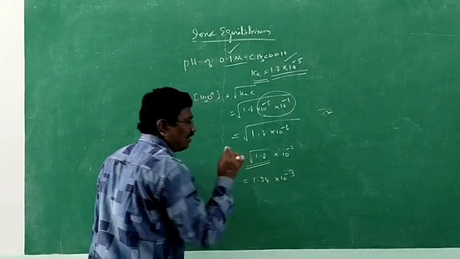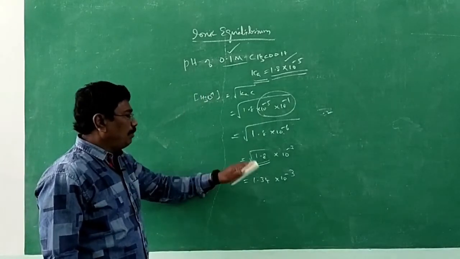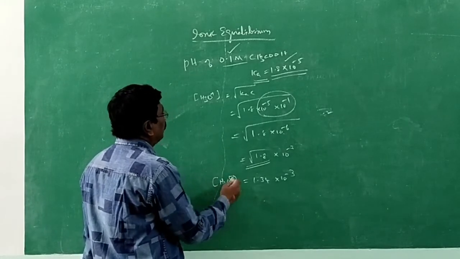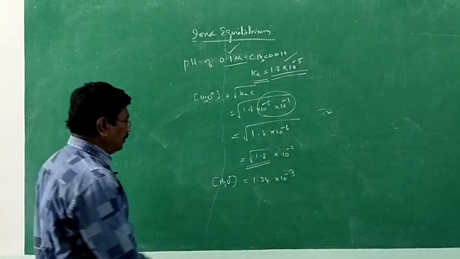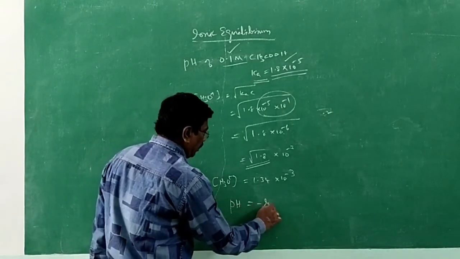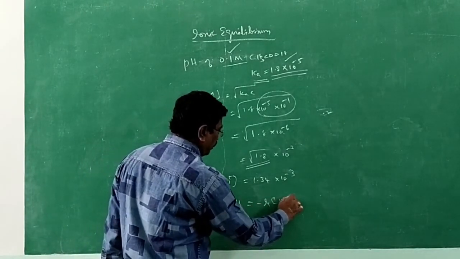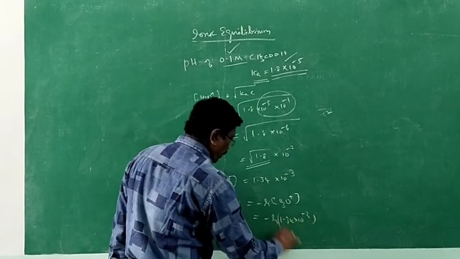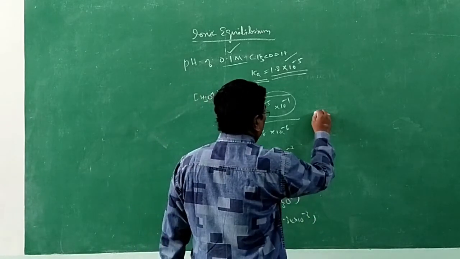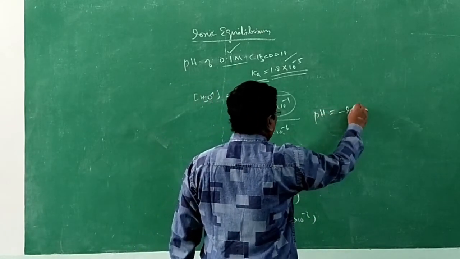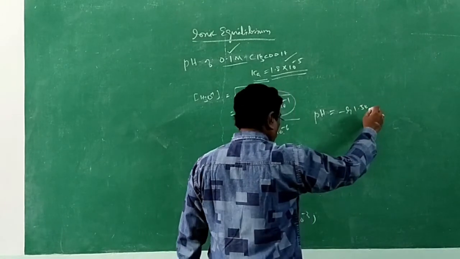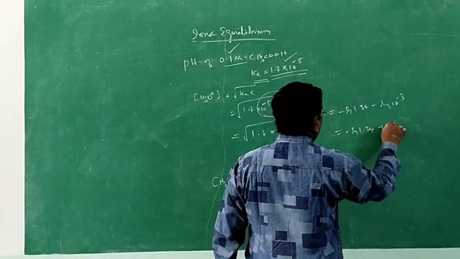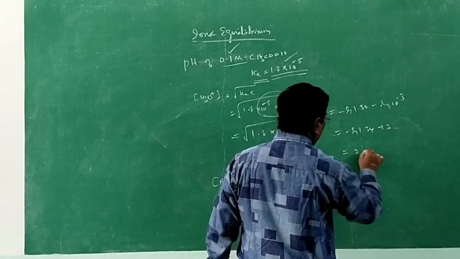Commonly you will be getting root of 1.8 very often. Therefore 1.34 you can remember. Hydrogen concentration is this much. If the hydronium ion concentration is this much, you can calculate pH. pH is equal to negative log to the base 10 of hydronium ion concentration, which is equal to minus log of 1.34 × 10 power minus 3. So pH is equal to minus log 1.34 minus log 10 power minus 3, which is equal to minus log 1.34 plus 3 log 10, which is 3. Therefore we will be getting an answer of 2 point something.